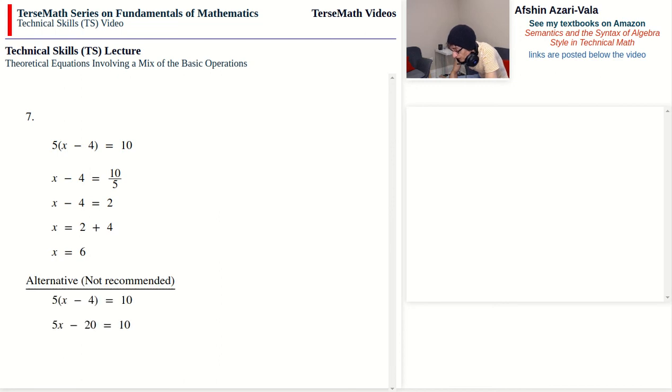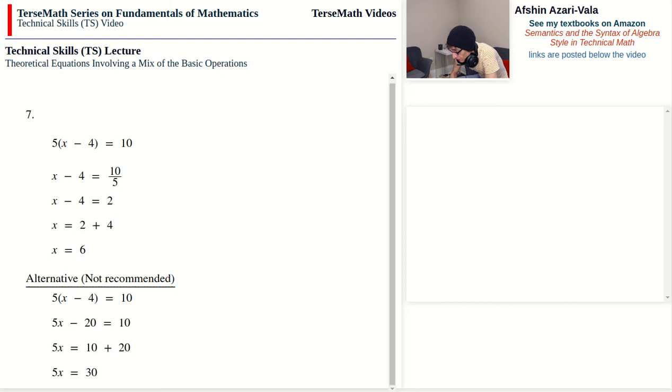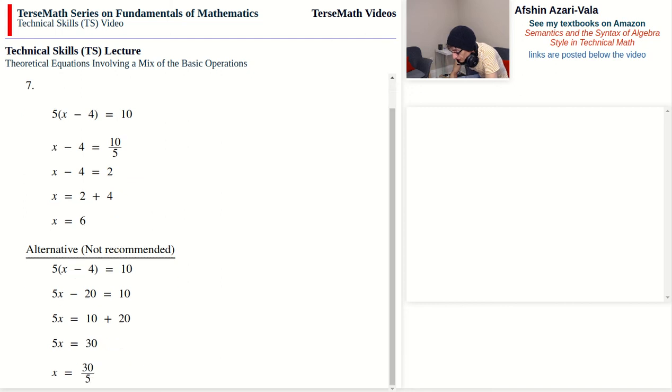Here's the alternative. Multiply 5 by x to get 5x. Multiply 5 by 4 to get 20. So actually it's 5 times negative 4, so the sign is important too. And now we solve for the term that contains the unknown, 5x. Subtraction by 20 becomes addition by 20 on the other side. Simplify, and then solve for the factor that contains the unknown.